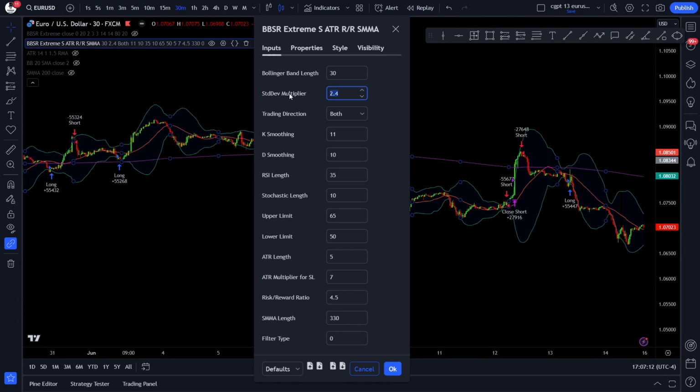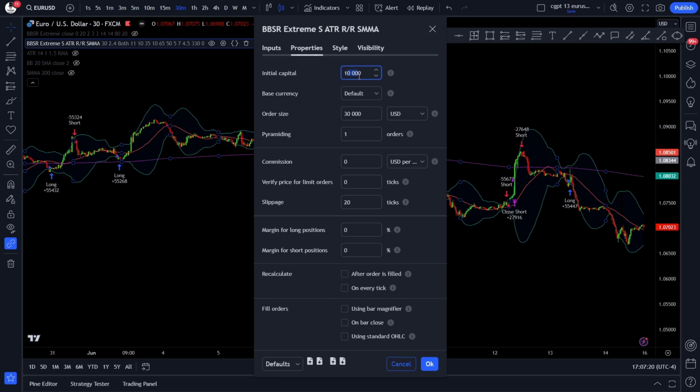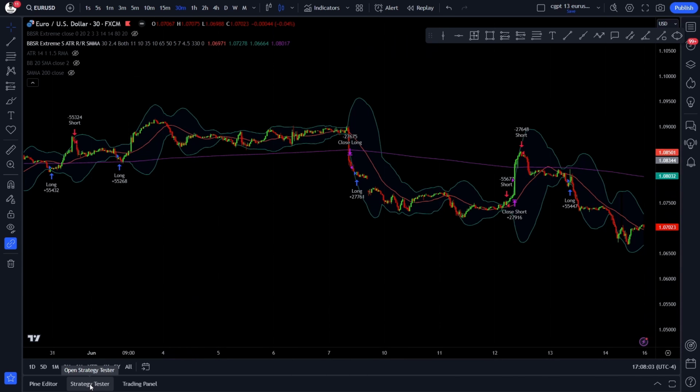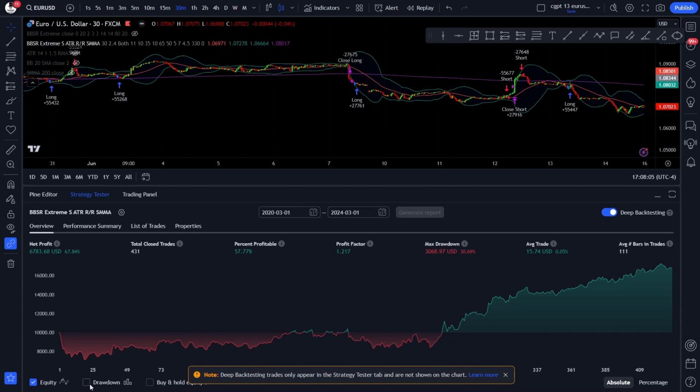Here you can see the Euro USD optimization. With this one, I am using again a $10,000 capital with a $30,000 position sizing, which means that we are using a 3x leverage on every trade. I am taking only one trade at a time. And here as a commission I am using 20 tick slippage. Now let's see the results for the Euro USD 30-minute time frame.